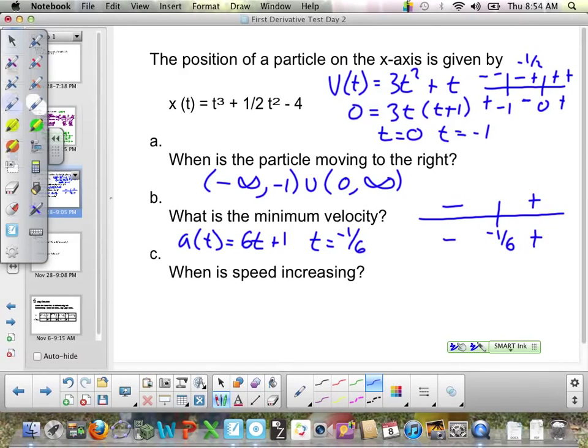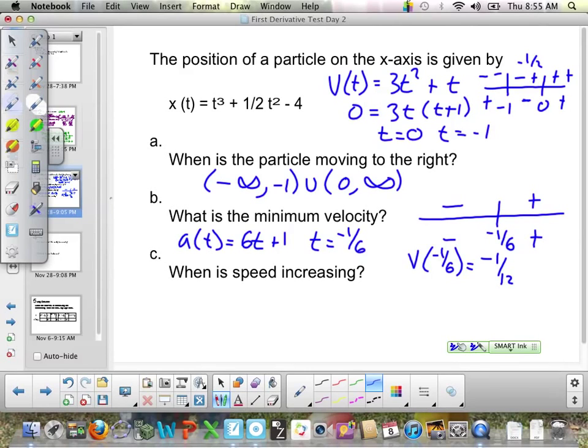And to find the relative min, we stick negative 1/6 into our velocity. V of negative 1/6 equals negative 1/6 squared is 1 over 36. 3 divided by 36 is 1 over 12 plus negative 1 over 6 is negative 1/12. So the minimum velocity is negative 1/12, no units, because the acceleration changed from negative to positive.